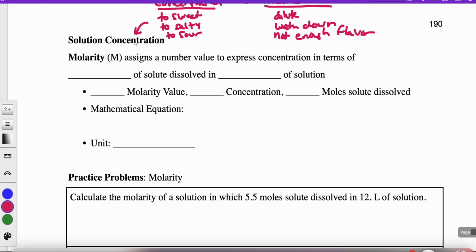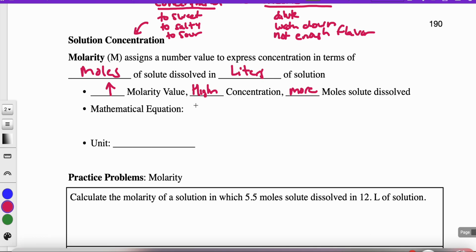The most common way to represent concentration is molarity. And notice it kind of has that word moles in there. Molarity assigns a number value to express the concentration in terms of the moles of solute dissolved in liters of the solution. So as you increase the molarity value, that means we have a higher concentration because there are more moles of solute dissolved in the solution.